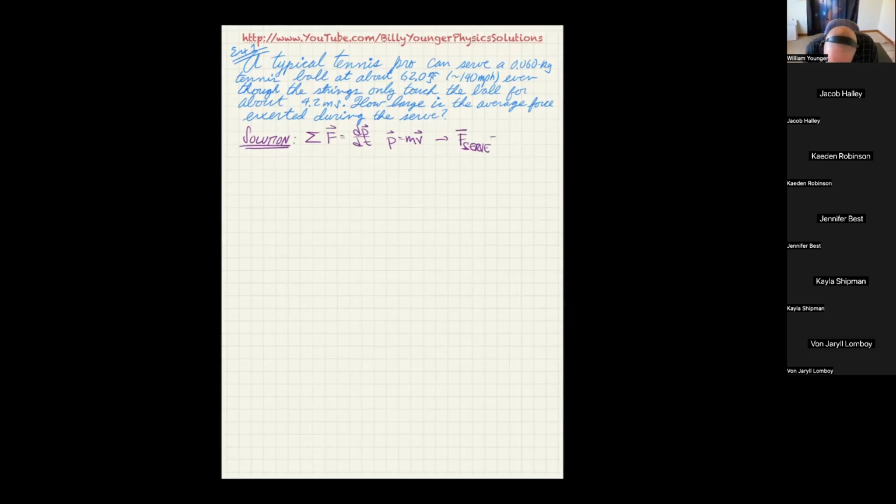So the average force is going to be delta p over delta t. Excuse me, I said the average serve. That's the average force that should be acting on it based on Newton's second law. So delta p, which is p final minus p initial, and in this case, like I said, we are talking about one-dimensional motion.